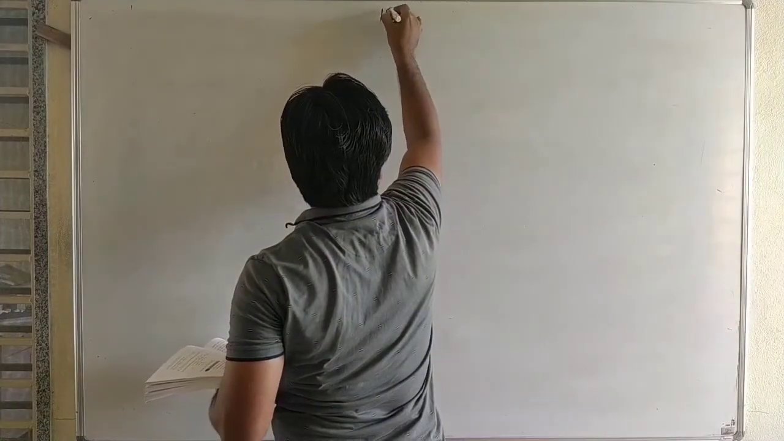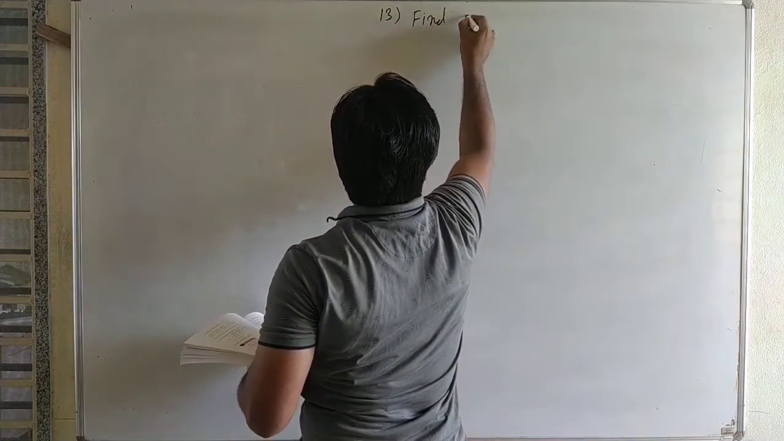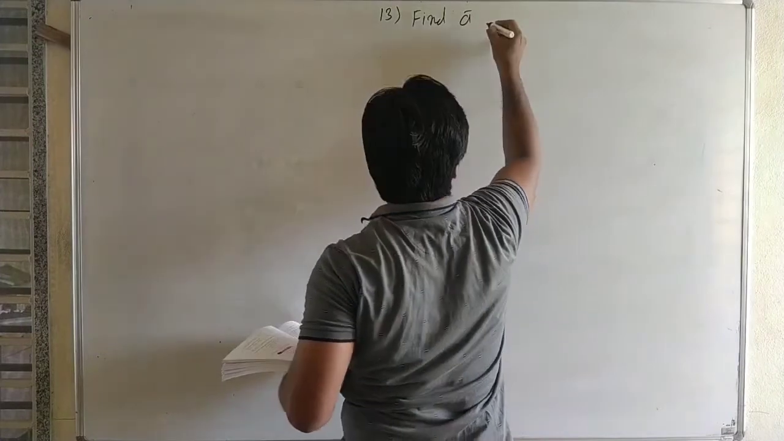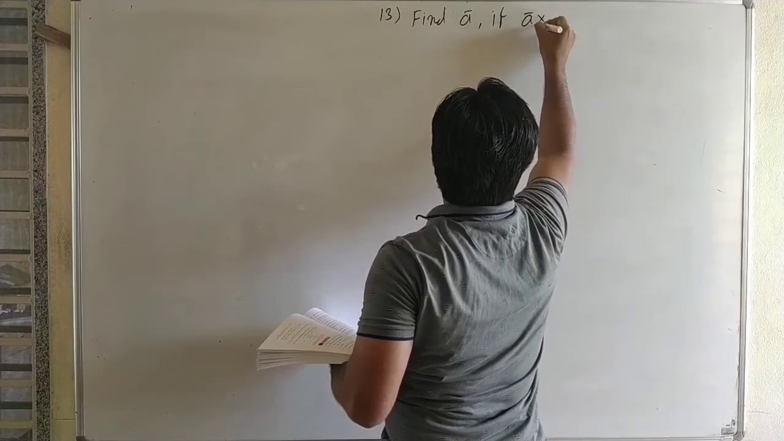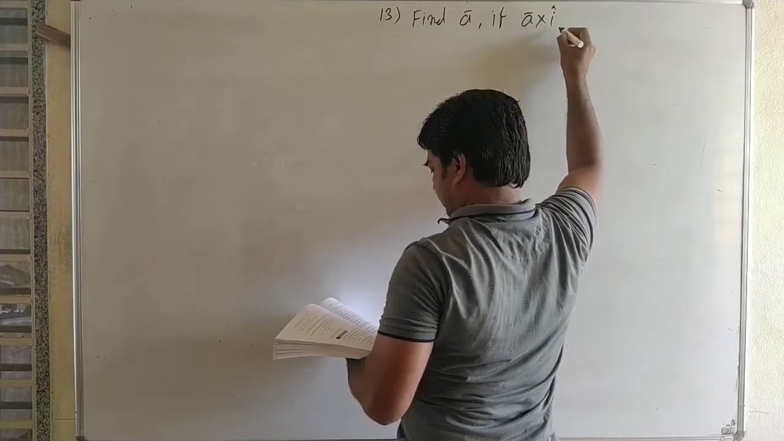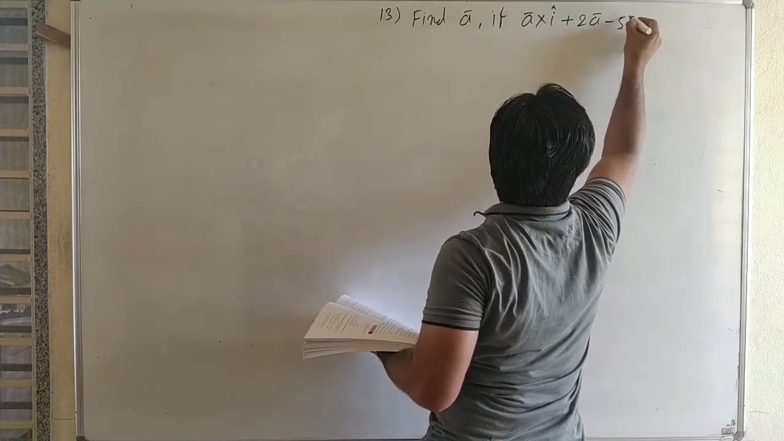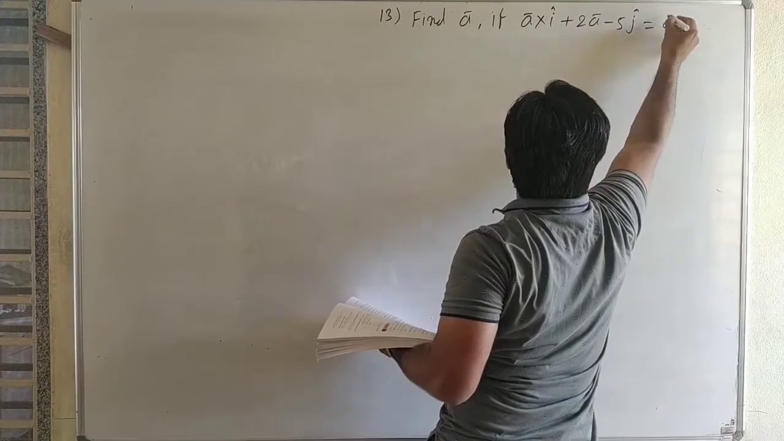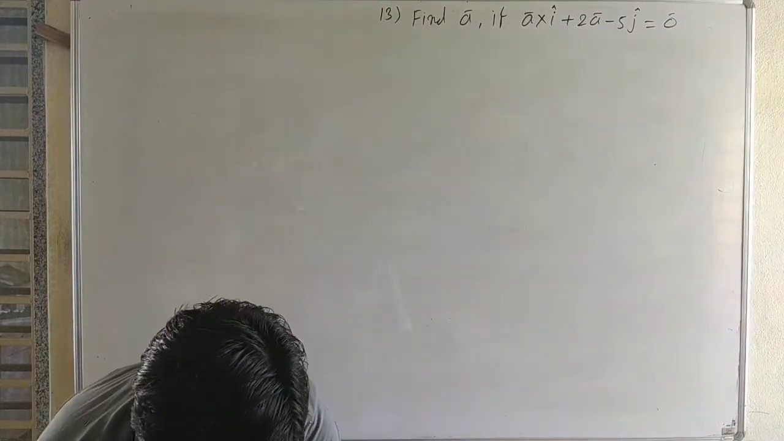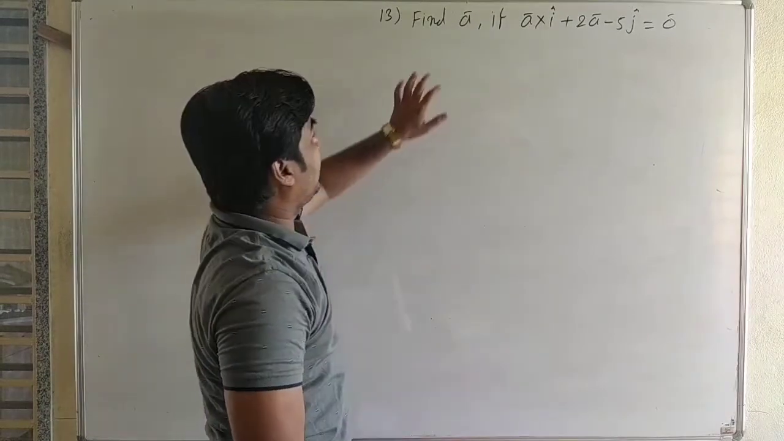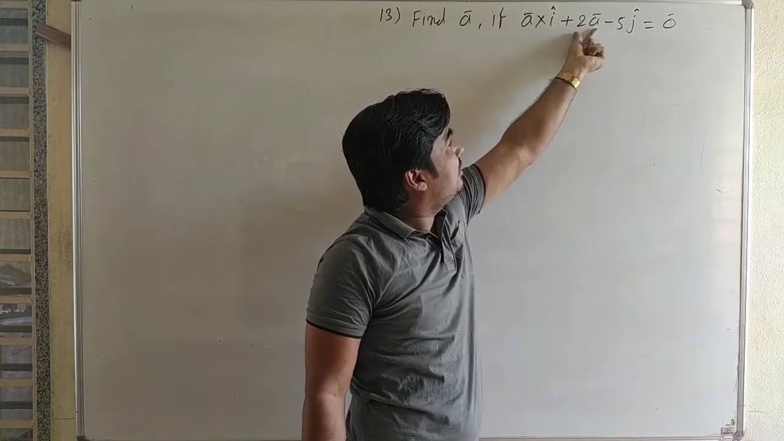Next, 13th example. Find a bar if a bar cross i cap plus 2a bar minus 5j cap is equal to 0. Okay, it is a zero vector. Now here we find the vector a. Here it is a bar cross i bar, it is a one vector, plus it is a second vector, and it is a third.